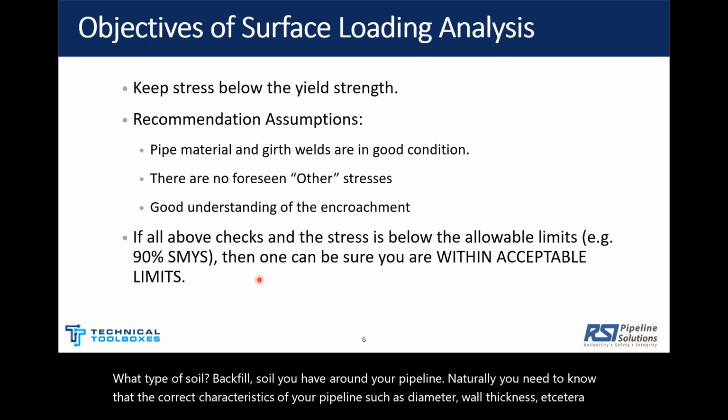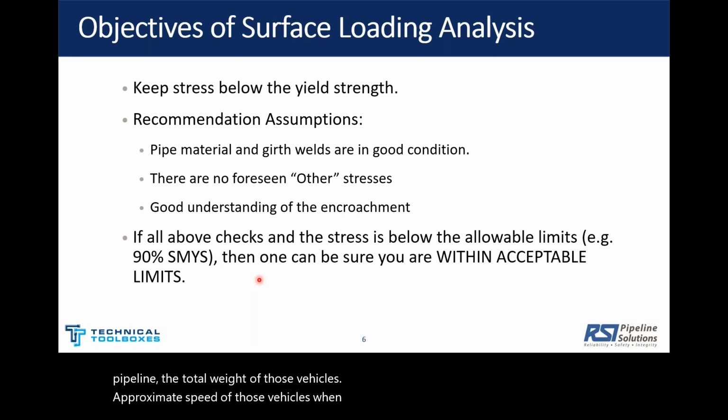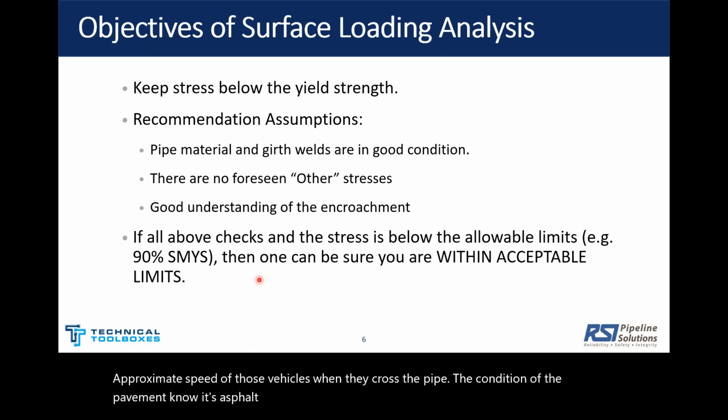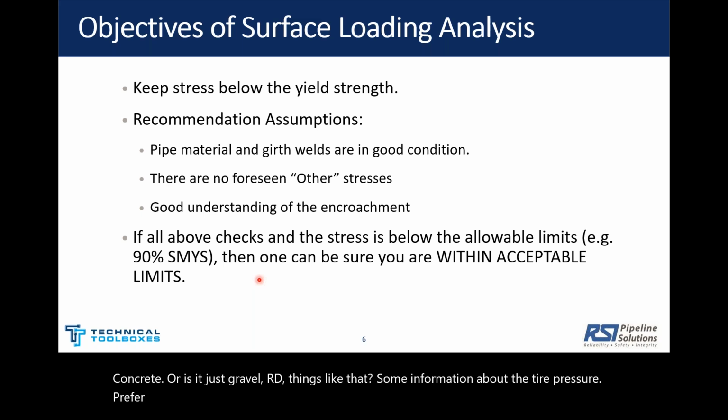And then some additional details, such as the type of the vehicles that are going to cross the pipeline, the total weight of those vehicles, approximate speed of those vehicles when they cross the pipe, the condition of the pavement, is it asphalt concrete or flexible concrete, or is it just a gravel road, things like that. Some information about the tire pressure preferably and the angle of the crossing.